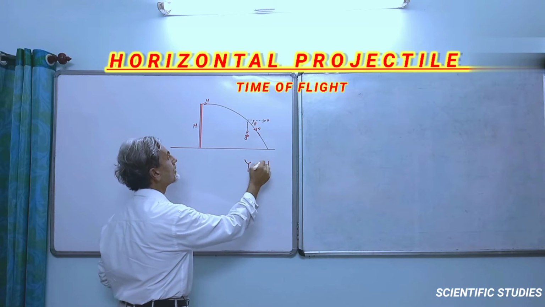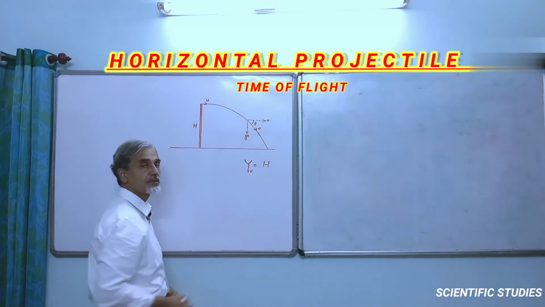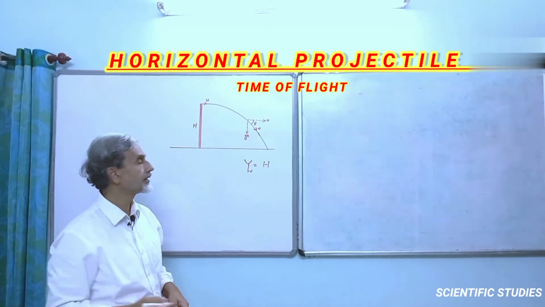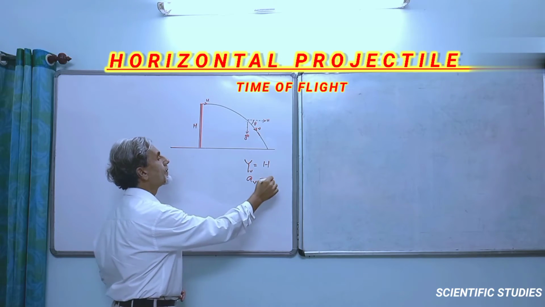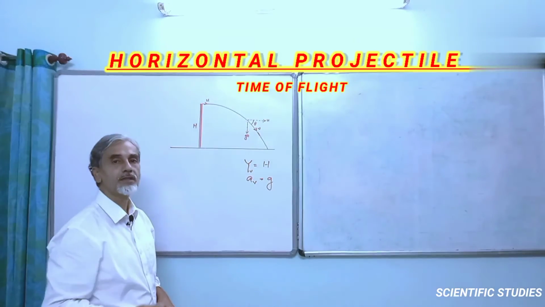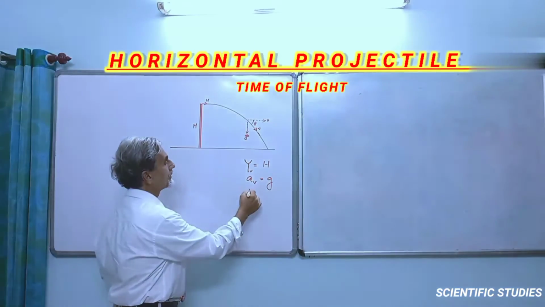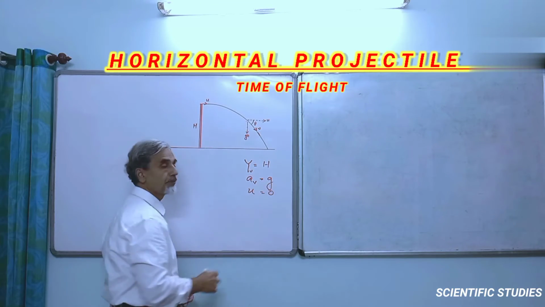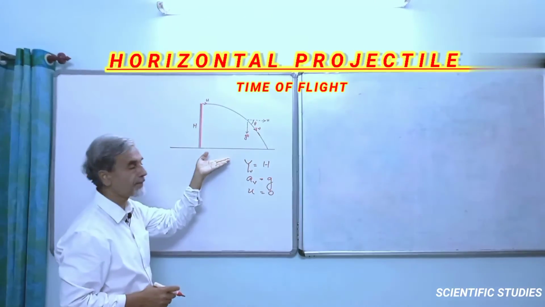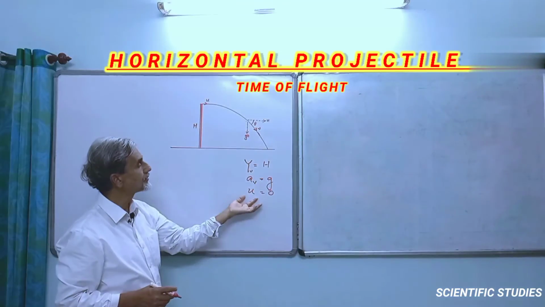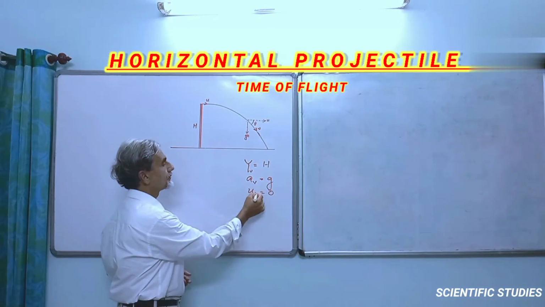That means the vertical displacement is equal to the height of the tower, that is h, and the acceleration in the vertical direction is equal to g, and the initial velocity in the vertical direction is 0 because the body is projected exactly horizontal to the ground surface. So the initial velocity in the vertical direction is 0.